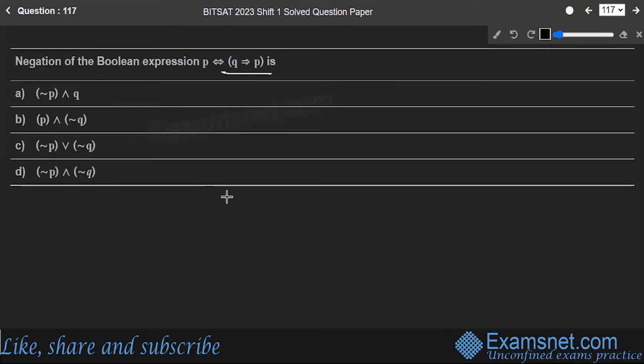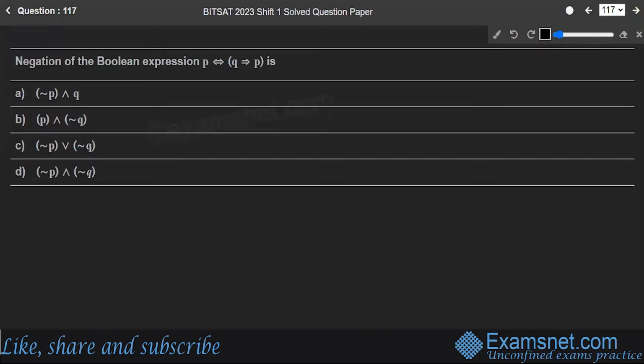Negation of this Boolean expression is. So you have the Boolean expression in question number 117, and we need its negation. In general, if I talk about the Boolean expression P implies Q, double implies Q, the negation of this is equal to P intersection negation of Q union Q intersection negation of P.